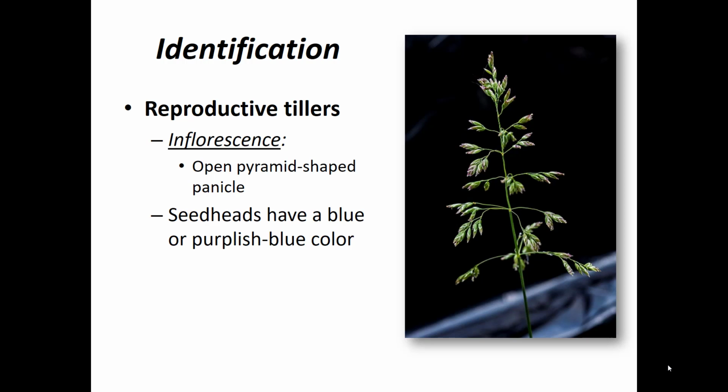With Kentucky bluegrass, when you can see a reproductive tiller, the identification is pretty easy. The inflorescence, or seed heads, are open and pyramid-shaped panicles, and the seed heads have a blue or purplish blue color. When you see a field of bluegrass in head, you will notice it has a blue color, and at least for my purposes, that's the reason why Kentucky bluegrass has gotten the name bluegrass.